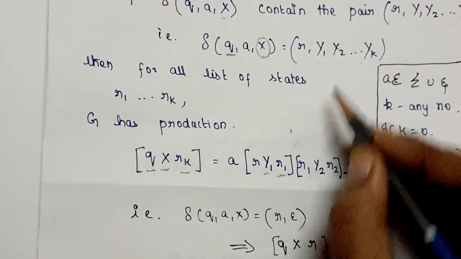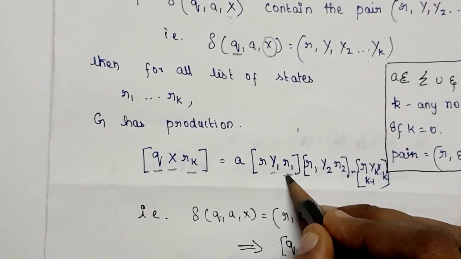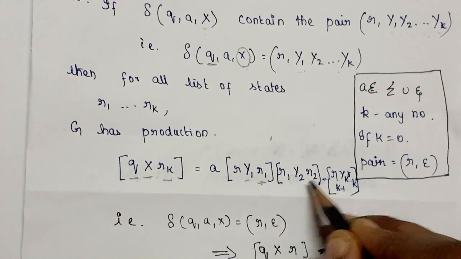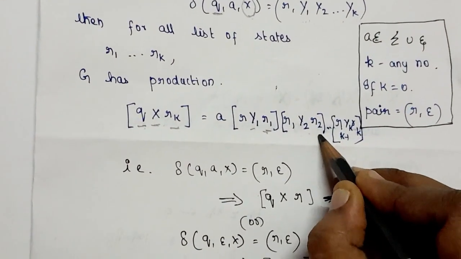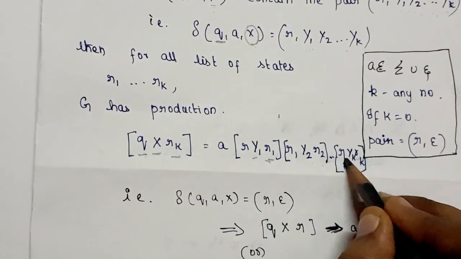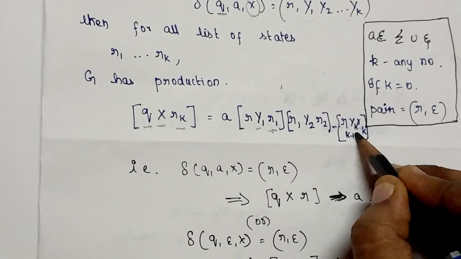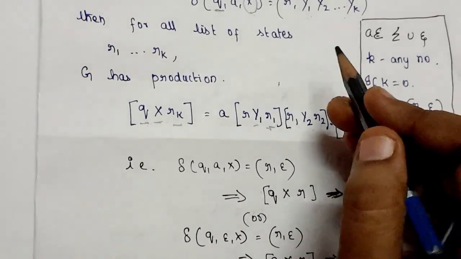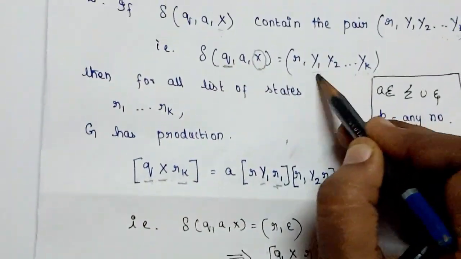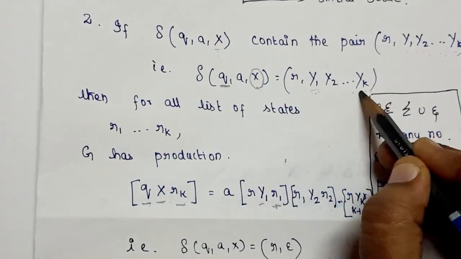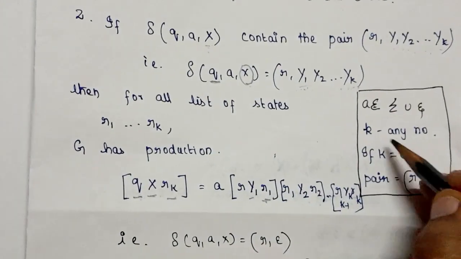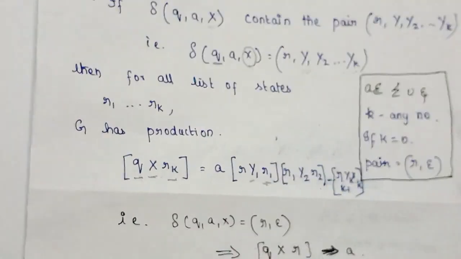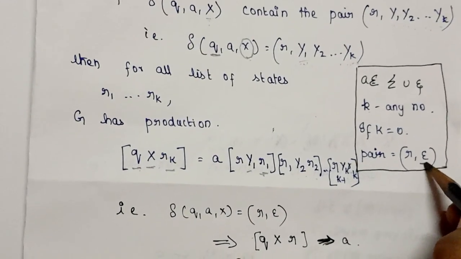After processing Y1, it may go to one intermediate state r1. From r1 it processes Y2 and then goes to r2, and like that it keeps going, and finally it processes Yk and reaches rk. This component Y1 to Yk is a set of symbols. Sometimes this k may be 0. In case k is 0, it will have only epsilon.